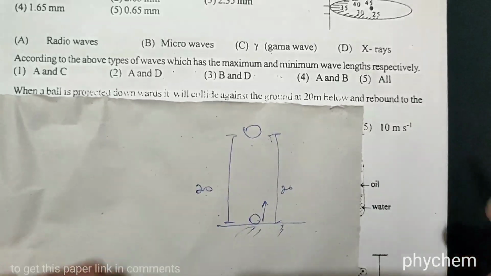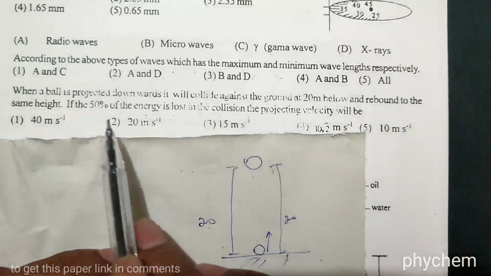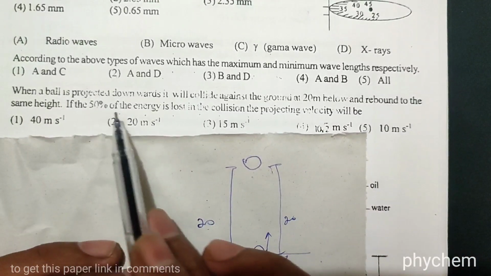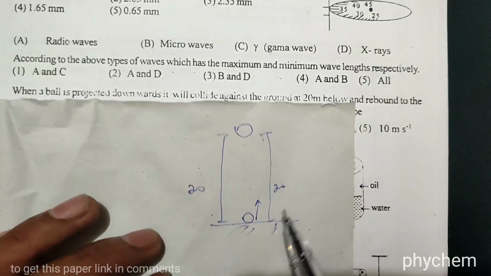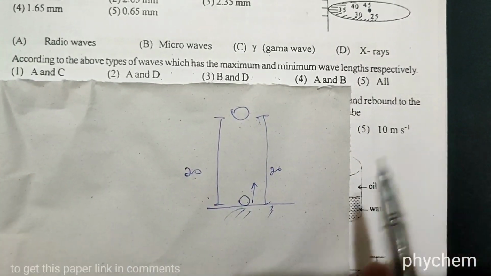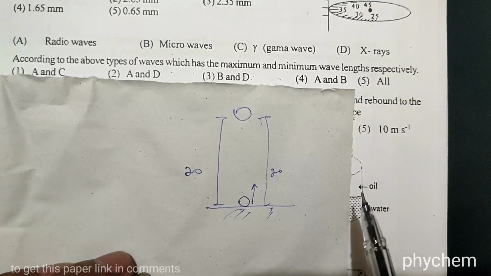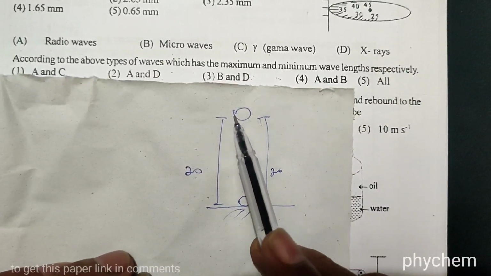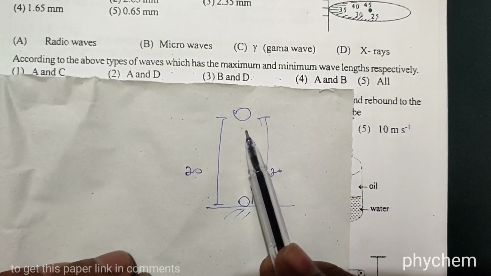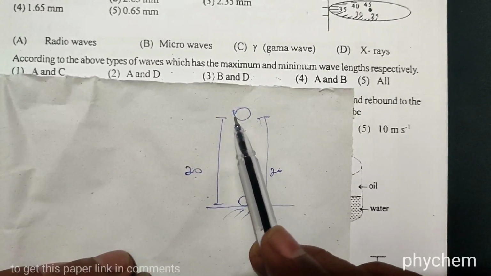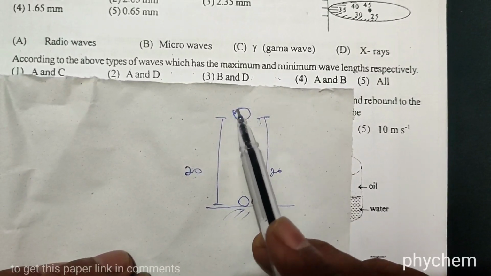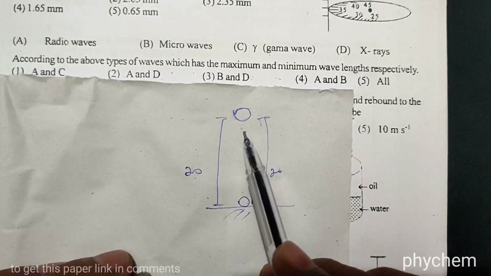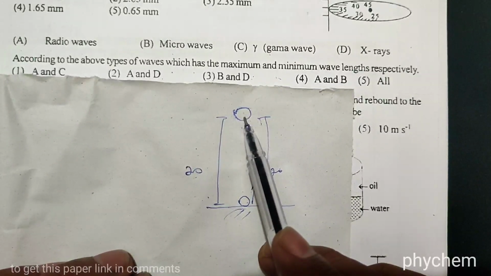And they are mentioning that 50% of the energy is lost in this collision. According to this data, it is not possible to have zero initial velocity downwards. It has to have some initial velocity downwards.